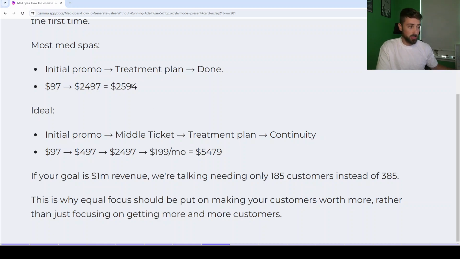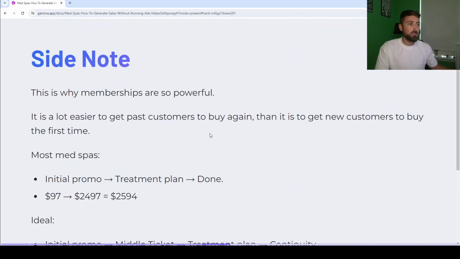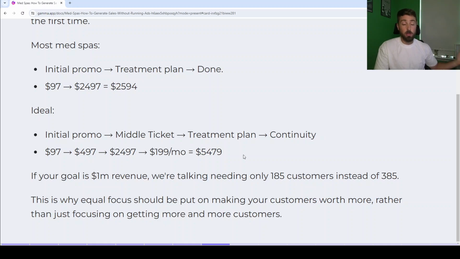So that's nearly, that is double, right? That's more than double what you would be collecting in this first scenario. And that's only in the first year. If you really do a good job and your membership is great, that person is going to come back in the next year and they're going to pay $199 a month for the next year as well. And so that's another, whatever that would be, $2,400 that you would collect from one customer. And so that is why this is such a powerful thing and why memberships are so powerful in the first place.